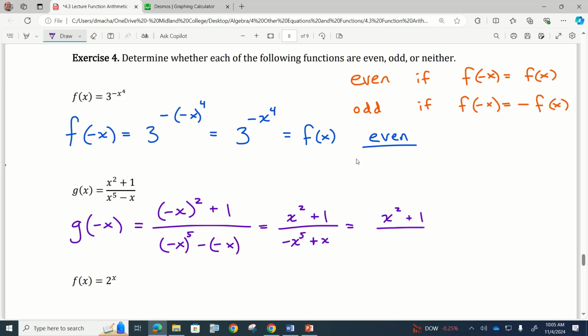It's a little tricky. But you've got to be able to recognize that factoring out a minus sign from the denominator actually gives you the negative of the function that we started with. And so that makes it odd.